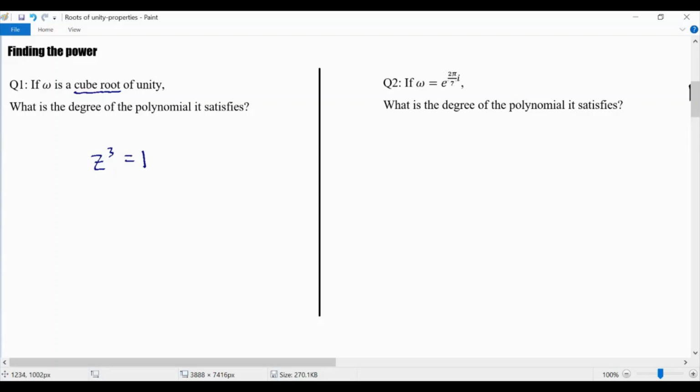And then for this one over here, we now have omega equals e to the 2 pi over 7i specifically. What is the degree of the polynomial it satisfies in this case? Well, a reminder that omega, we always pick omega as the solution to the polynomial that's got the smallest positive argument. So therefore, 1 is always going to be one of the roots of unity. And then omega is the first one that you get to going around anti-clockwise around the Argand diagram.